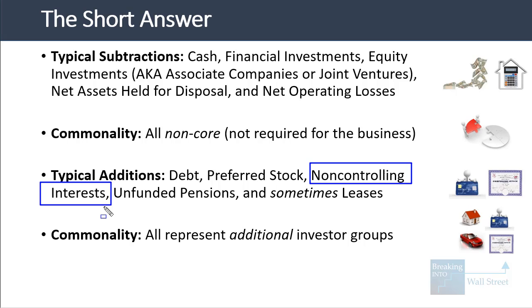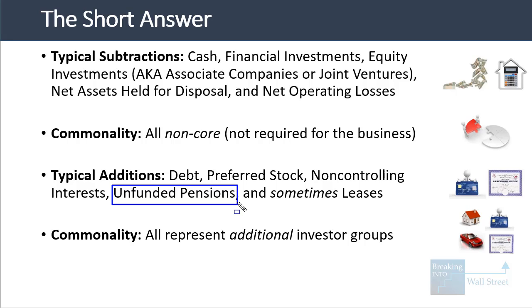So in that way, you could sort of view this as another investor group. Unfunded pensions, here, what's happening is that the employees are effectively acting as an investor group because they are accepting less money today in exchange for pension benefits later on when they retire. And if the pension is unfunded, in other words, the liabilities exceed the assets, the company is effectively borrowing to meet that need in the future.